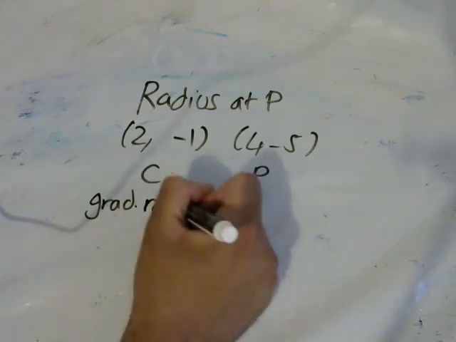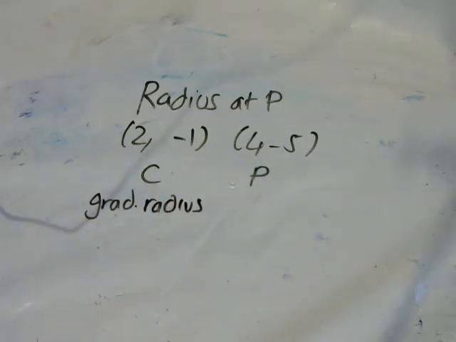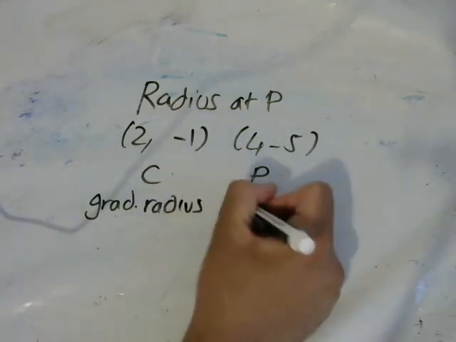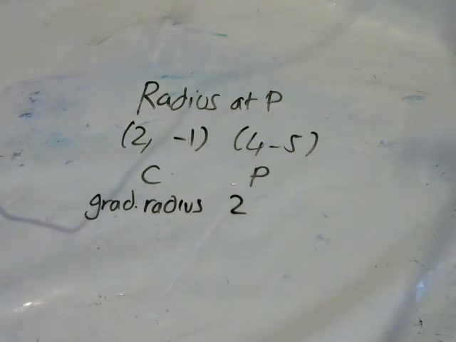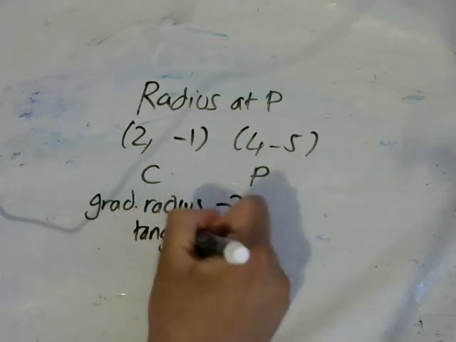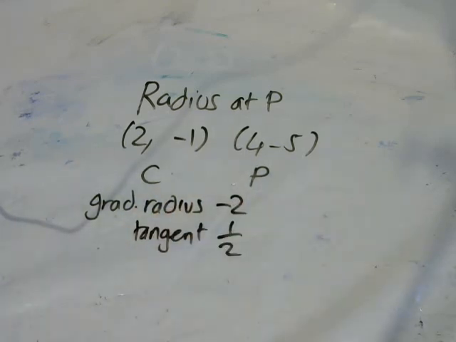Radius is what? Minus 5 minus minus 1, so that'd be 4 over 2, so gradient 2. Seems reasonable, except it'll be a negative number, because you're going from 2 minus 1 to 4 minus 1. That makes sense, right? So the gradient of the tangent would be the negative reciprocal, which is going to be a half, positive half. Basically, you're doing a negative reciprocal minus, so you can get positive half.